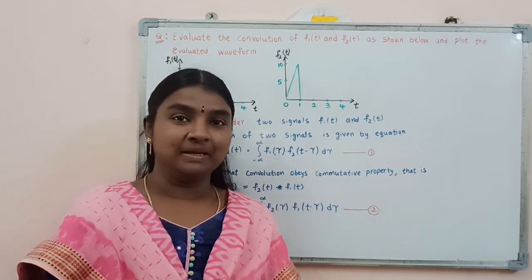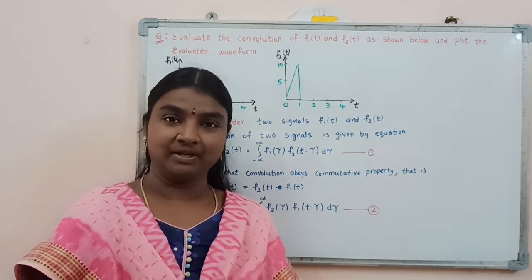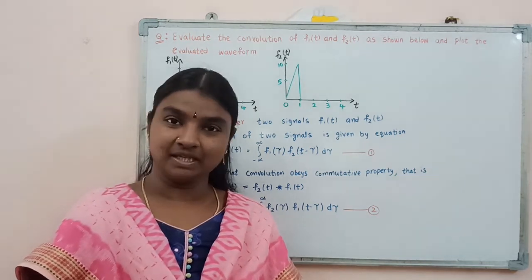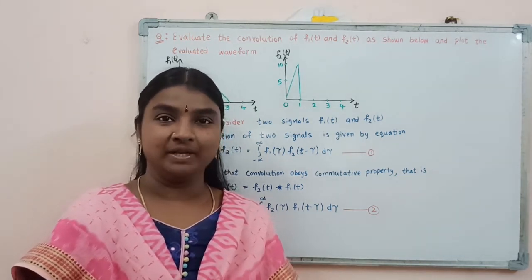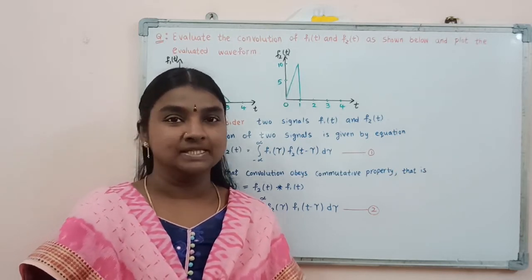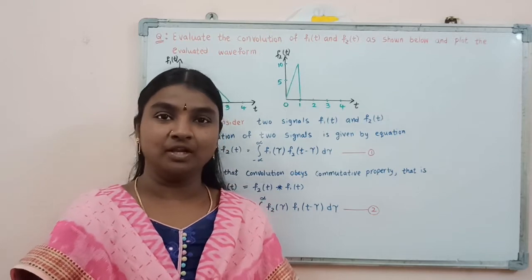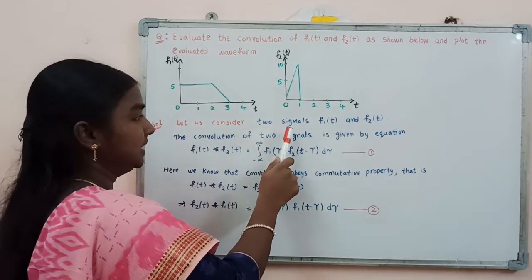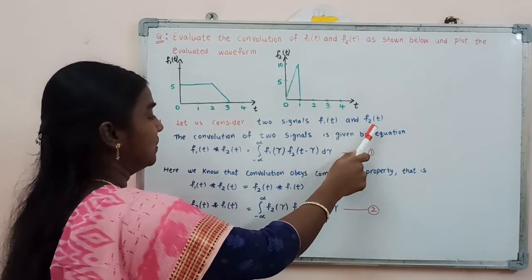I already simplified one question based on graphical convolution, and I am going to provide the respective link in the description box. If you have any doubt, you go through that one. This question also follows the same procedure. Now here, let us consider two signals f1 of t and f2 of t.